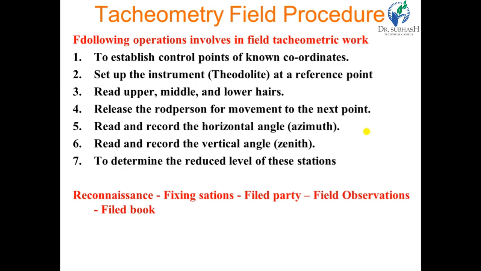Now, tachometry field procedure. The following operations are involved in the field tachometry work. First, we have to establish the control point of known coordinates. After that, we have to set up the instrument at a reference point. After that, we have to read the upper, middle and lower hairs. After that, we have to release the rod for movement to the next point. Release and record the horizontal angle, azimuth. Read and record the vertical angle, zenith, and determine the reduced level of the station.